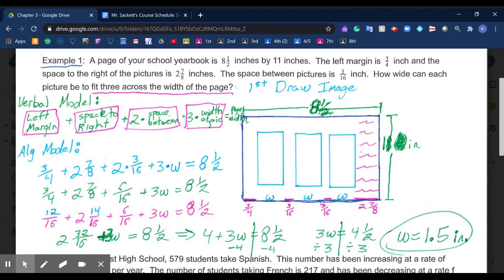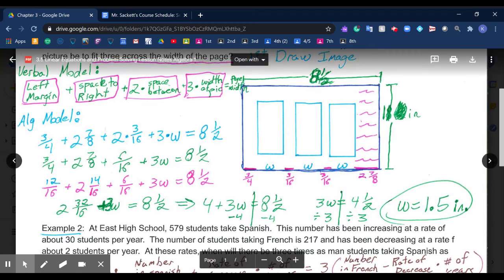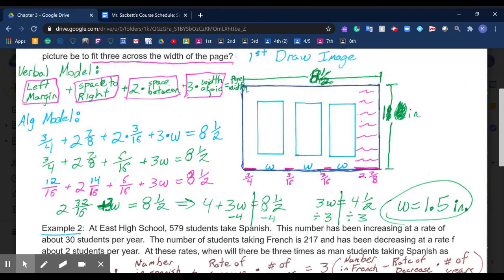So now what I can do is start to simplify the left. 2 times 3/16 is the same as 2/1 times 3/16, so 2 times 3 on top is 6. I'm just going to leave that as 6/16 for now. I'm not going to worry about simplifying. So then I have 3/4 plus 2 7/8 plus 6/16 plus 3W equals 8.5. What I decided to do on the left was create the common denominator as 16 so that I could combine all my fractions.